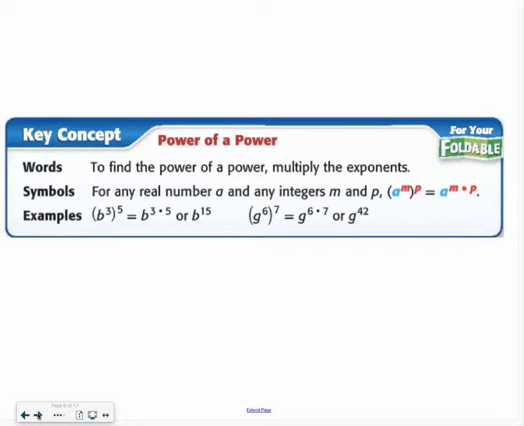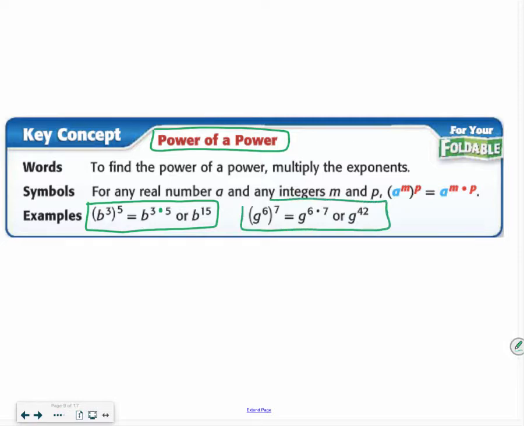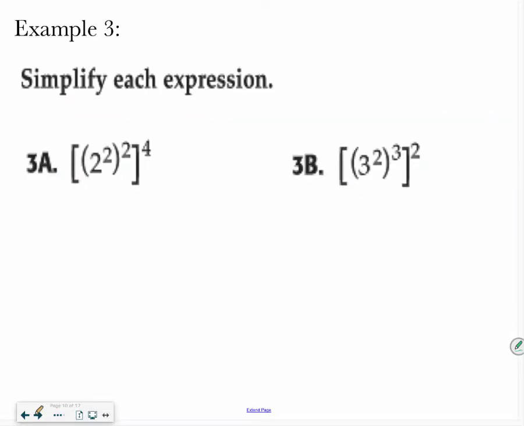Okay, so we talked about the product of powers. Now let's talk about powers to powers. So if I had b to the third to the 5th power, this is when, instead of adding them, with power to powers, you multiply. So you end up at b to the 15th. Or if I had g to the 6th to the 7th power, that's g to the 6 times 7, or g to the 42nd power.